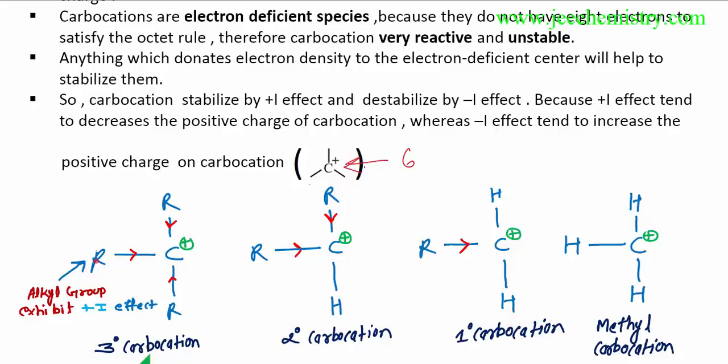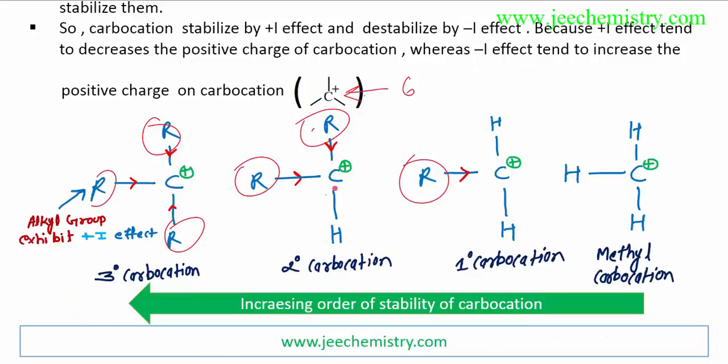So here we have 3 alkyl groups, 2 alkyl groups, 1 alkyl group, no alkyl group. The 3 alkyl groups donate electrons, acting as a plus I effect and decreasing the plus charge, so they stabilize this carbocation. Now this has 2 alkyl groups, which also stabilize this carbocation. This has 1 alkyl group, and this has no alkyl group. This is called a 3 degree carbocation, 2 degree, 1 degree, methyl carbocation.